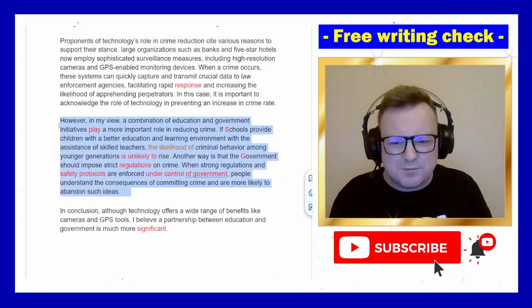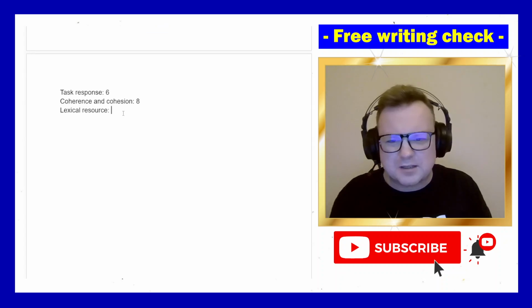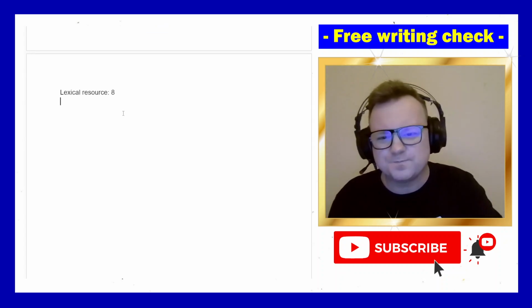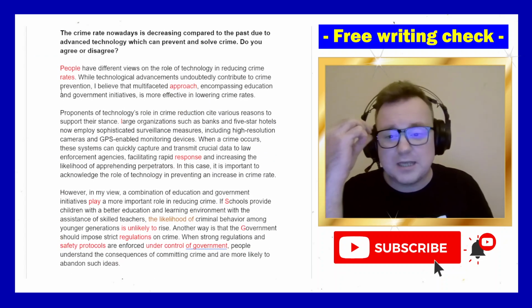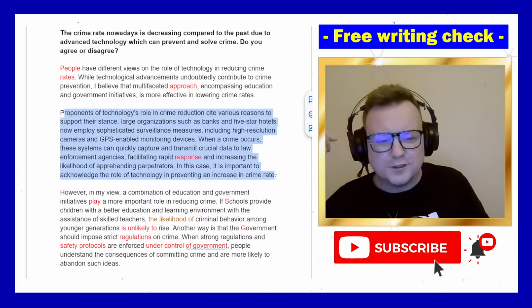That paragraph is more like a 7. So I think maybe that I can give 8 for lexical resource. Grammatical range and accuracy now. Again, this paragraph is 9 all over. A complete 9 for this one.